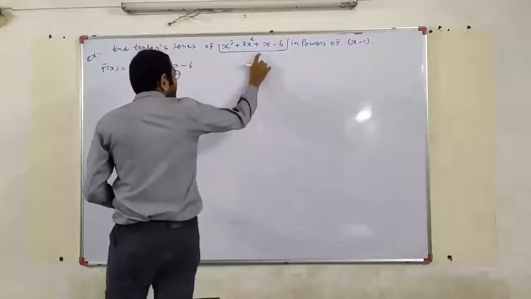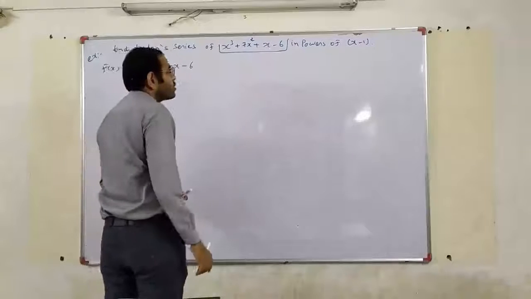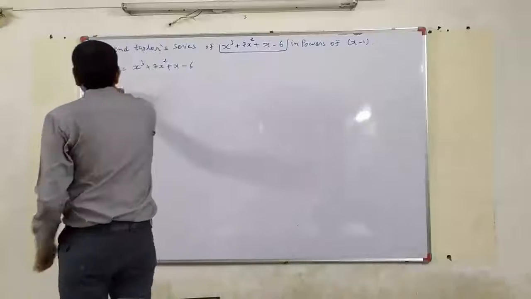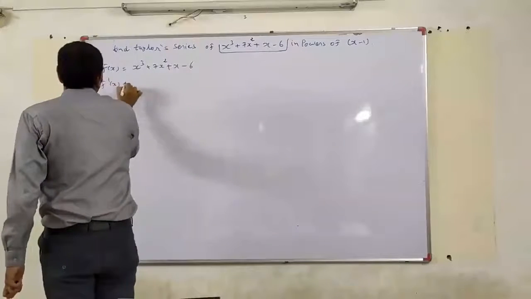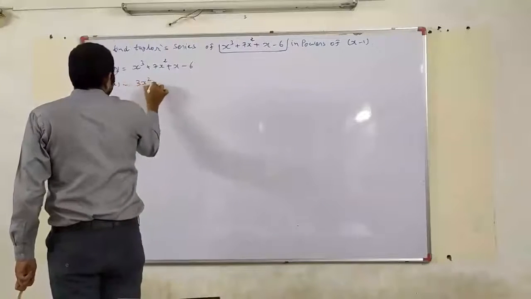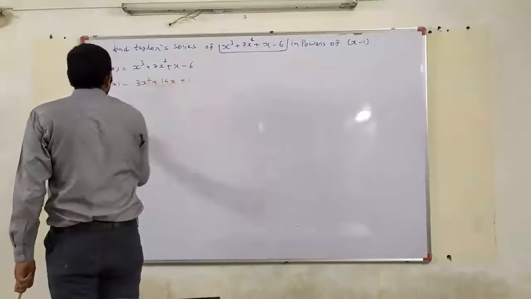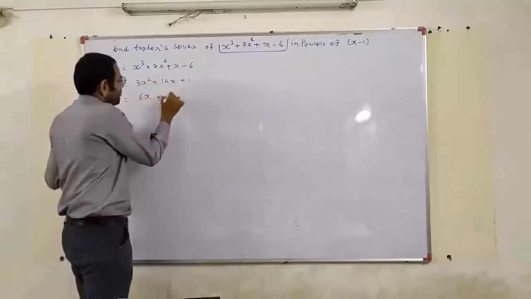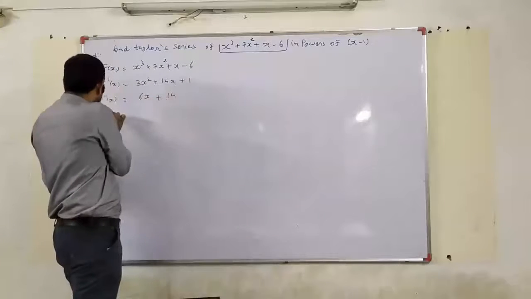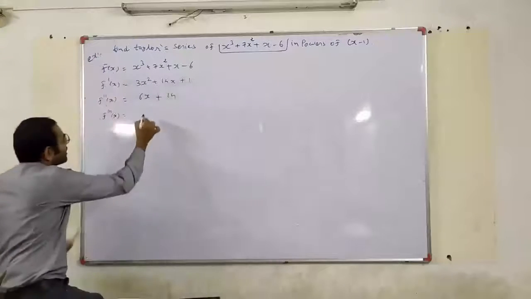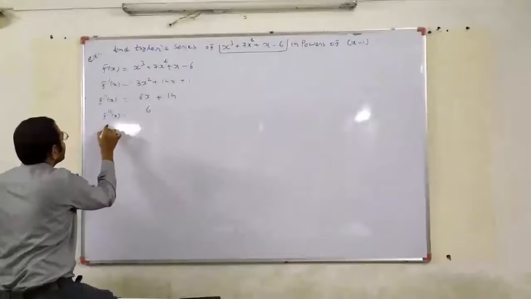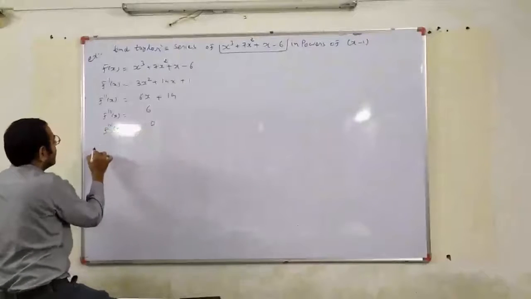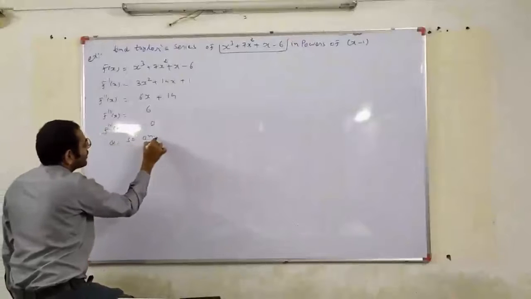First of all, that is our function, x cube plus 7x square plus x minus 6. Then the successive derivative of this function: f dash of x equals 3x square plus 14x plus 1. Again derivative, then we get 6x plus 14. Again derivative, then we get 6, and the fourth derivative is a constant, then 0, and so on.